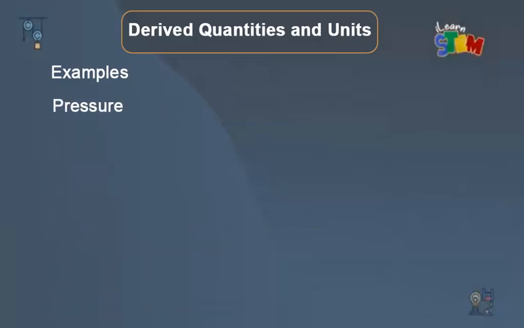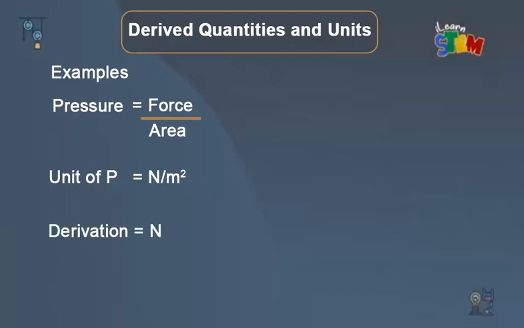Next is pressure. The formula for finding pressure is force divided by area. Therefore, the unit of pressure is Newton per meter squared, or pascal. We arrived at this by dividing the unit of force, Newton, by the unit of area, meter squared. There are so many other derived quantities and units; you will get to know them as we go further.